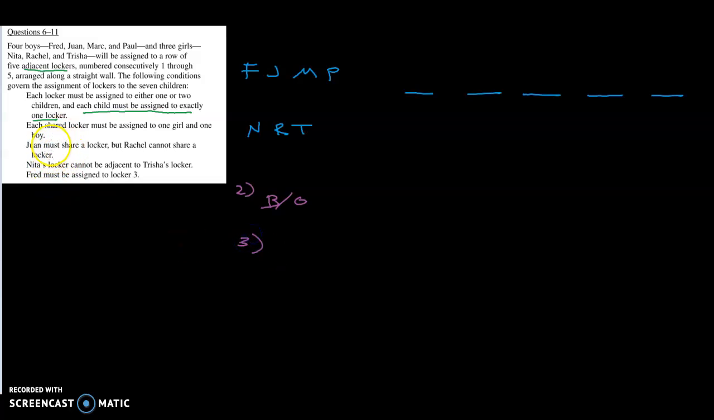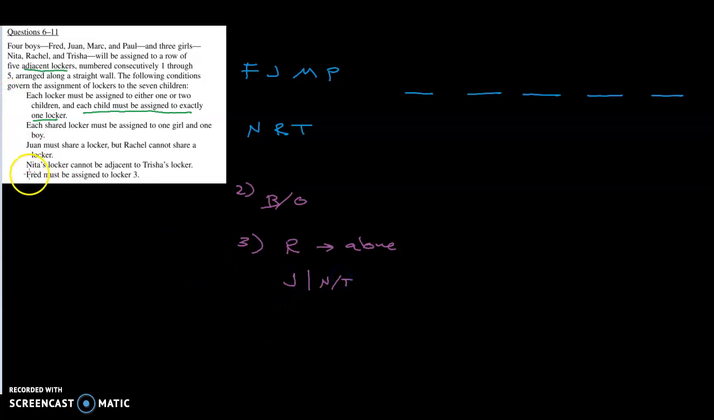All right, 3. J must share a locker, but R can't share a locker. Okay, well, if R is not allowed, so I'm going to parse this out. R not shared. R is in by itself, alone. Okay, and then we also know that J has to share. Well, J is in the boy category and R is in the girl category, so that means J has to share either with N or with T, but we don't know which one. So J shares with either N or T.